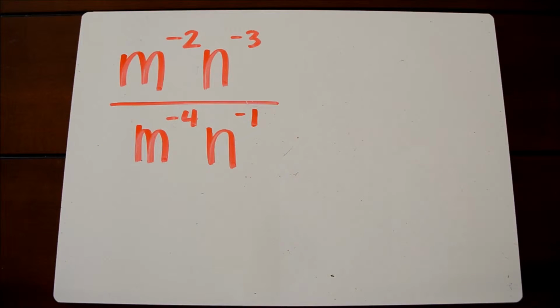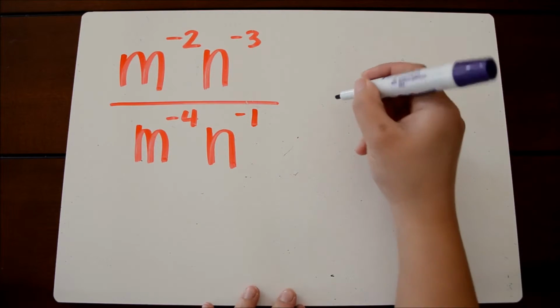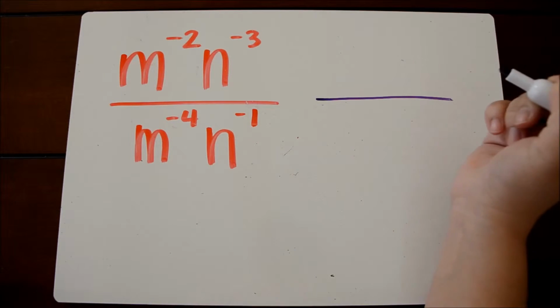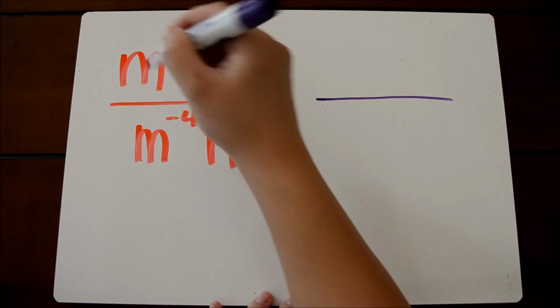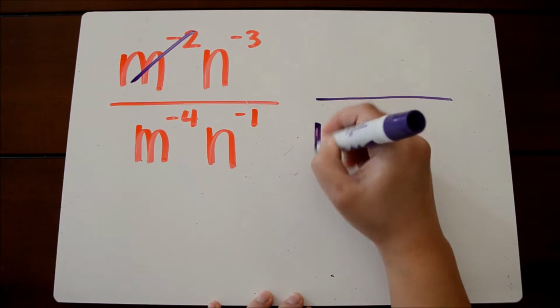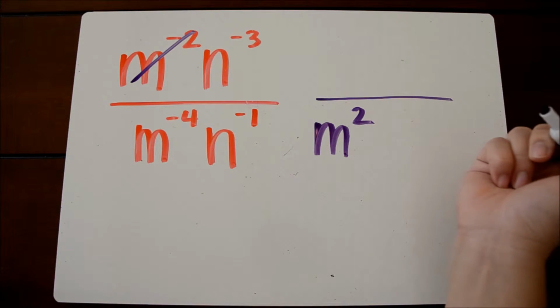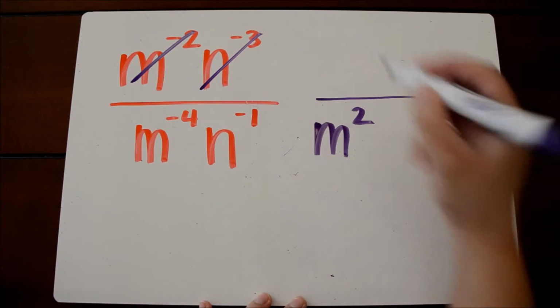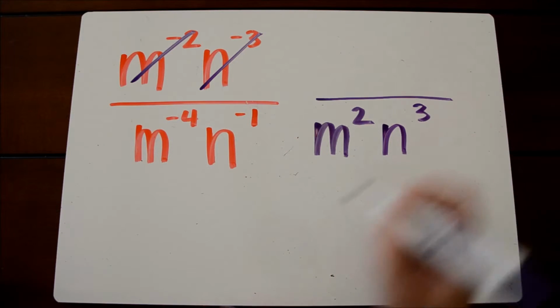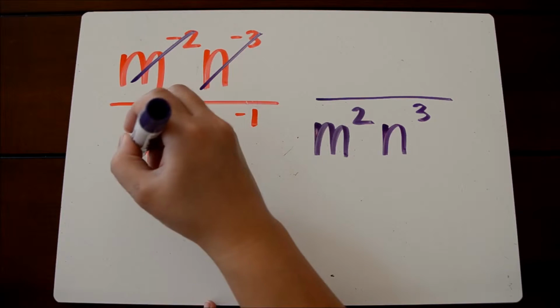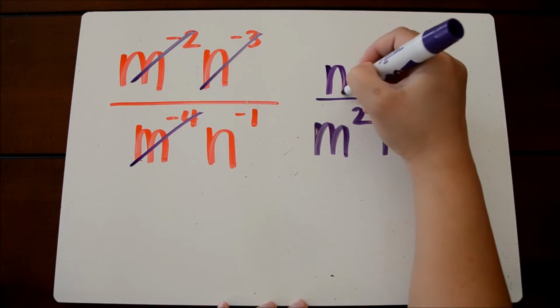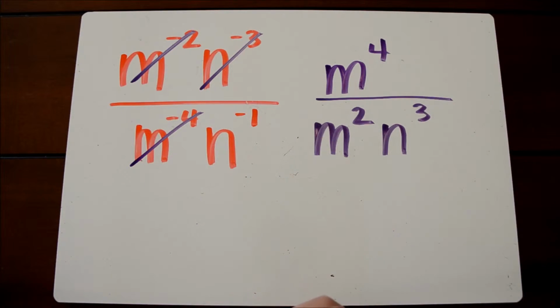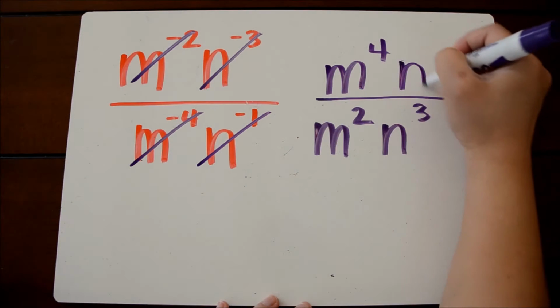Let's take a look at a more advanced problem. Here we're going to have multiple variables with multiple negative exponents. So what I'm going to do is move each base with a negative exponent and change it to a positive. So m to the negative second power will now become m squared. That's a positive 2 in the denominator. I'm also going to move this n to the negative third power and change it to a positive. And now I'm going to move the negative exponents that were in the denominator up to the numerator.